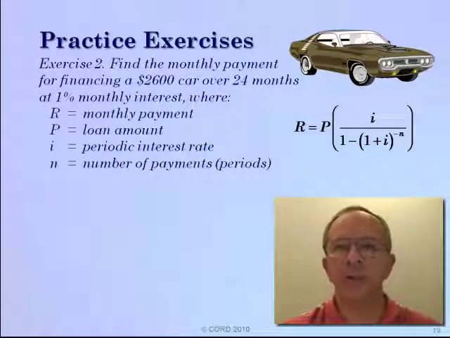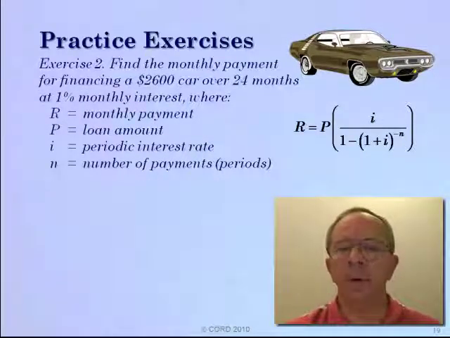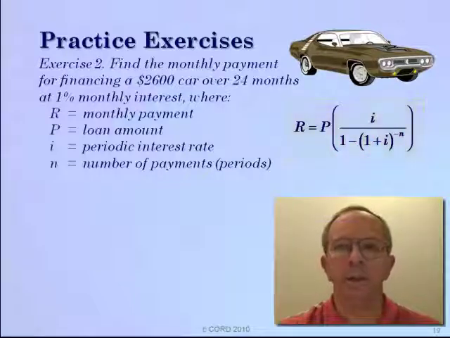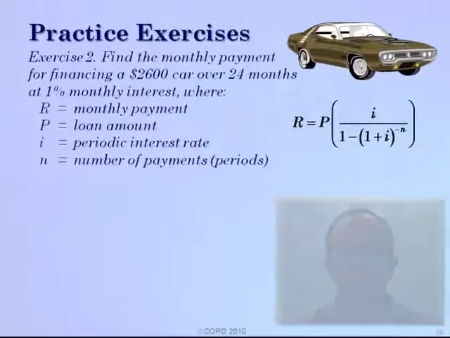Now exercise 2 gives us a problem of finding the monthly payment for financing a $2,600 car over 24 months using this formula here, that R is equal to P times I over 1 minus 1 plus I to the negative n power. Whew, how would you like to solve that problem?